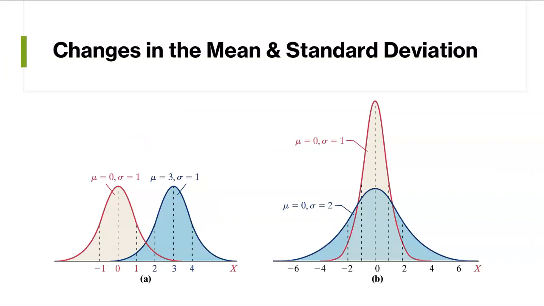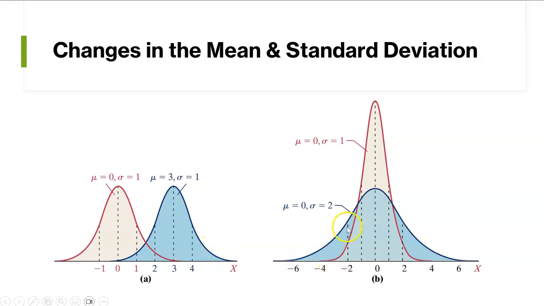Now, when you change the mean and standard deviation, it's important you know how that affects the graph. On this first graph, we have 2 different normal curves. On the first one, the mean is 0 and the standard deviation is 1. And on the second one, the mean is 3 and the standard deviation is 1. The only difference between these 2 curves is that they have a different mean. If you have a different mean, all it does is shift the graph either left or right. But notice the shape of the graph doesn't change. It stays exactly the same. So if the standard deviation is the same but the mean is different, it just shifts the graph left or right. We call that a horizontal shift.